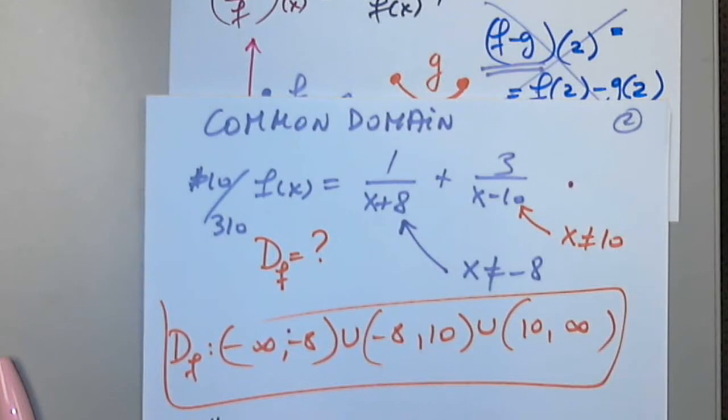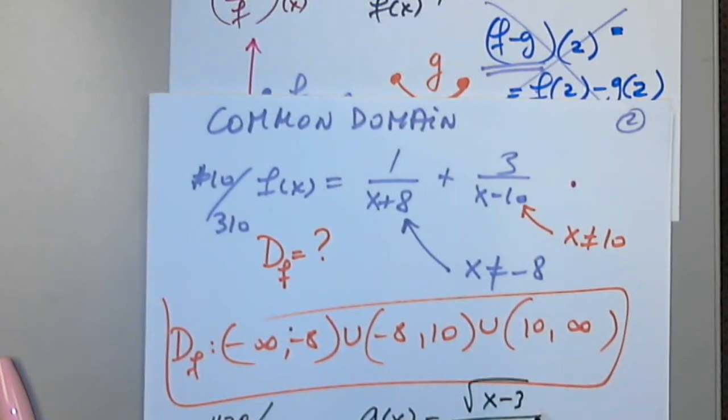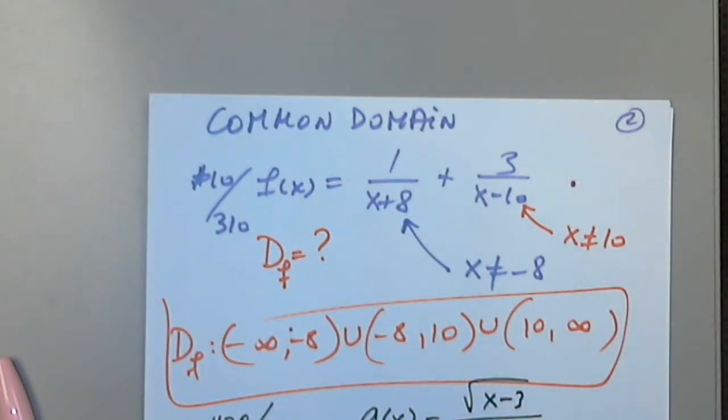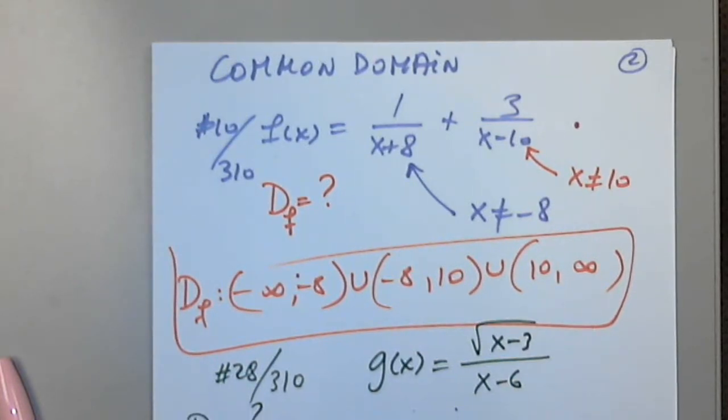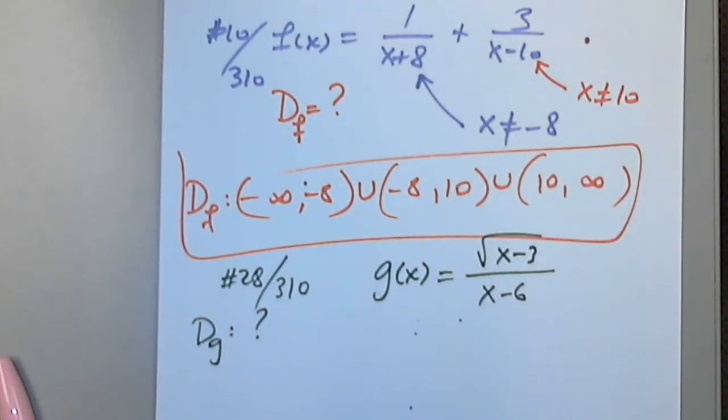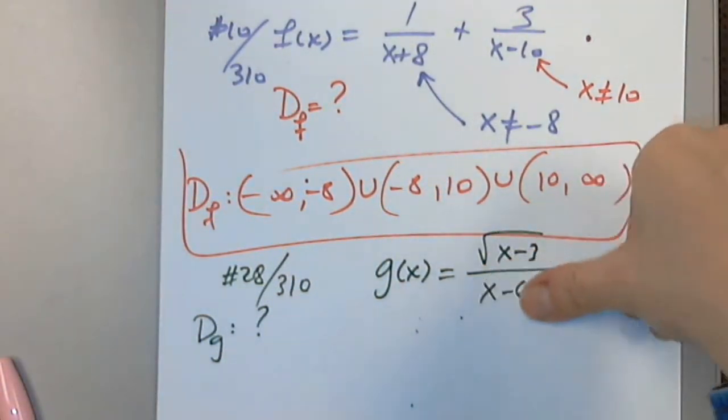One more. On the same page, 28, 310. G of x, the square root of x minus 3, everything divided by x minus 6. How was this function created? Again, the same question, the domain of G. That's what we are asked to find. How was this function created? Dividing one by the other. Exactly. So dividing this function by this function.